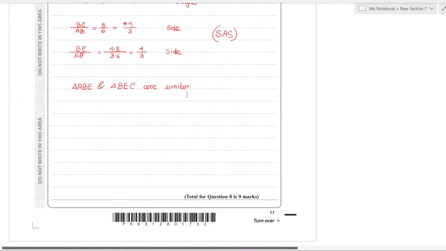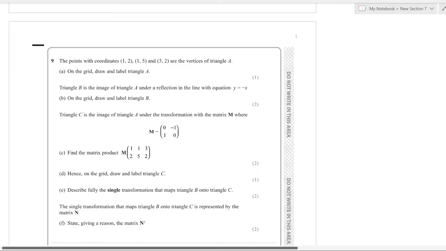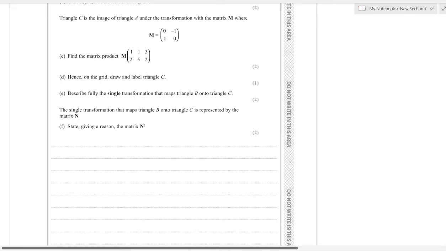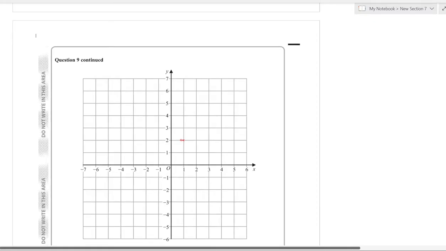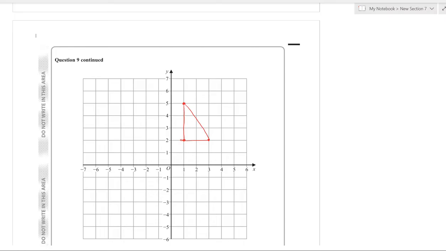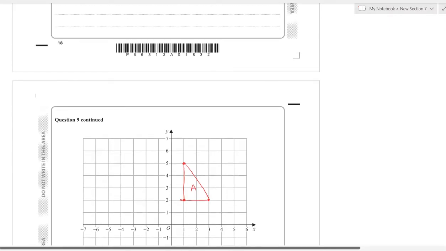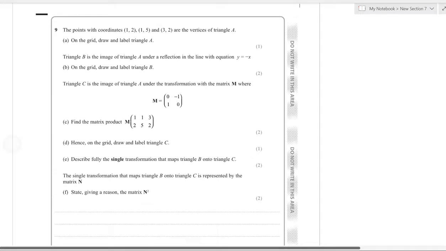A, B, C, D. Yes. So moving to question number 9. Question number 9 is about matrix. The points with coordinates (1, 2), (1, 5), (3, 2) are the vertices of triangle A. On the grid, draw and label triangle A. So triangle A is (1, 2), x-axis 1, y-axis 2, and (1, 5), and (3, 2). So this is triangle A. Part A is done. We just had to draw and label triangle A onto this graph.